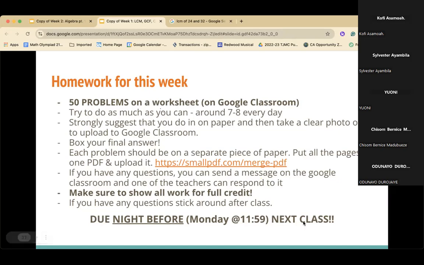Ignore the due date, sorry, I think I put the wrong date. But try to get it in by Friday, or sorry, the day before today, so that I have time to go over it.